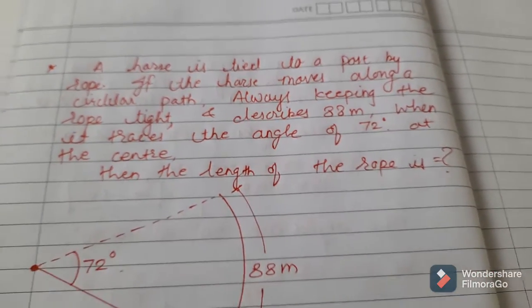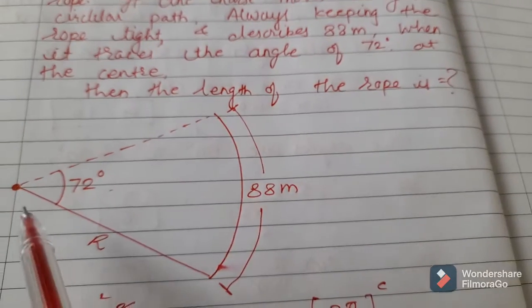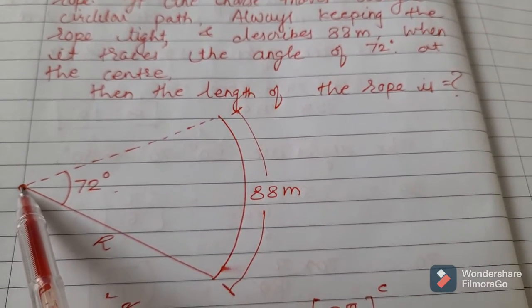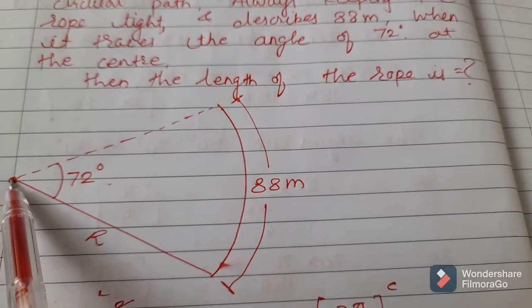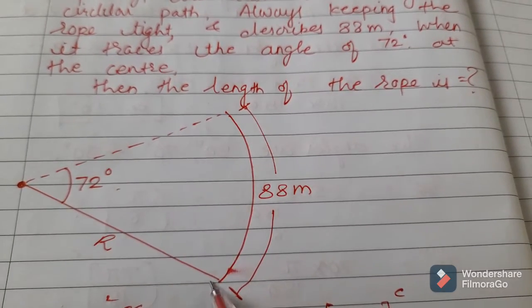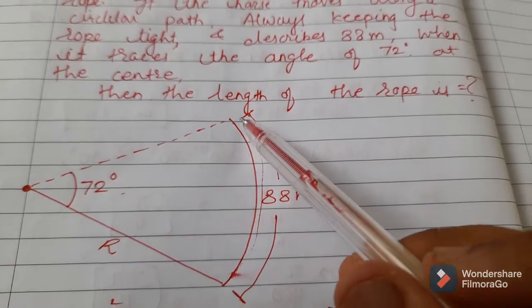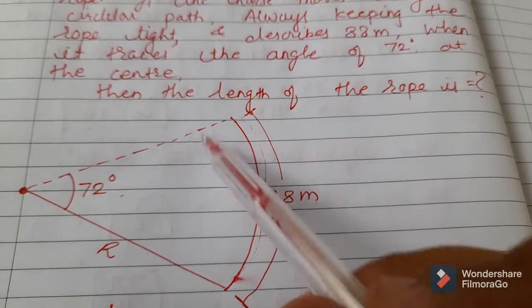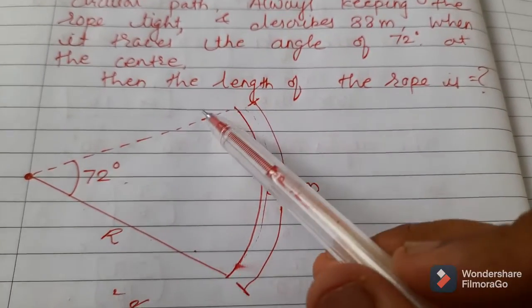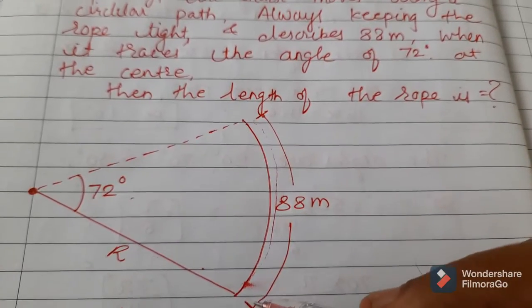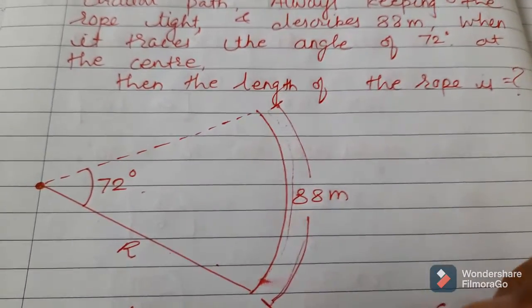So what they have given, suppose this is the diagram. This is the center, or this is the post to which the horse is tied by the rope. Now this r is the rope, which will act as the radius for us, and this is the arc through which the horse is moving, keeping the rope tight. This is the starting position, this is the ending position, and it has traveled the distance of 88 meters.